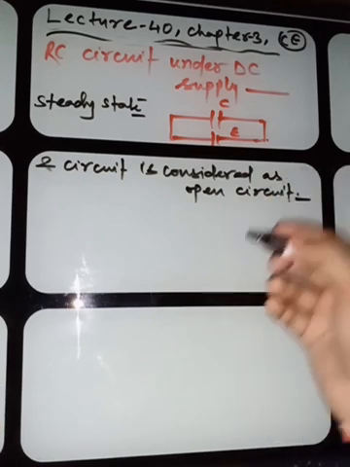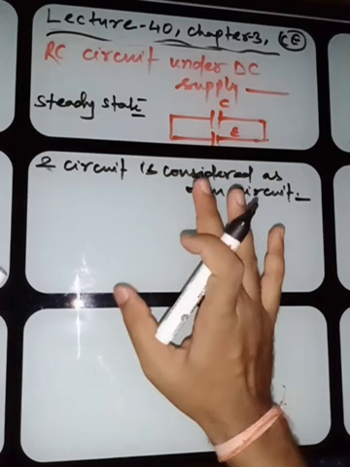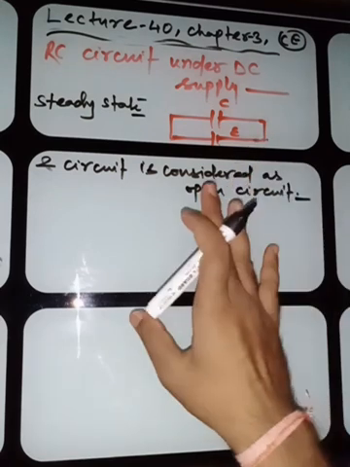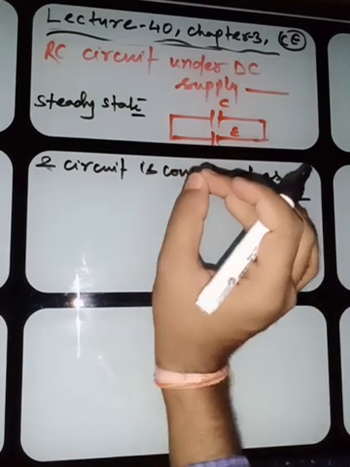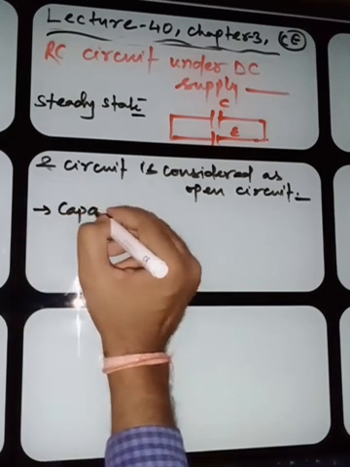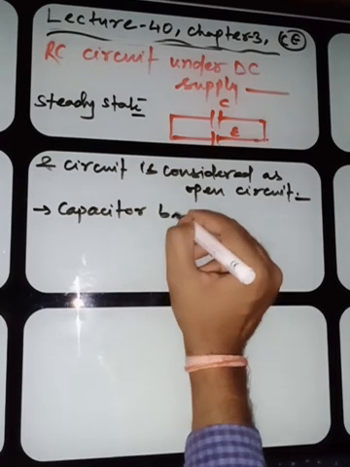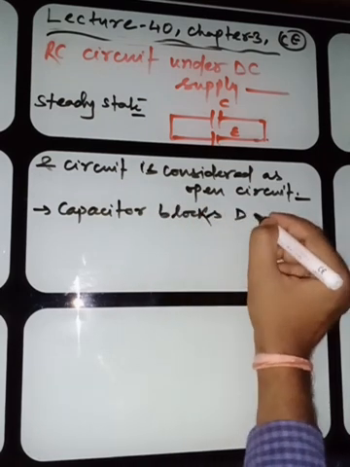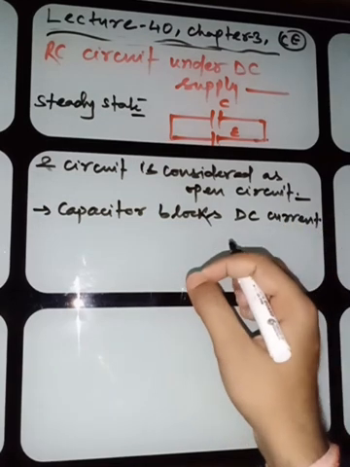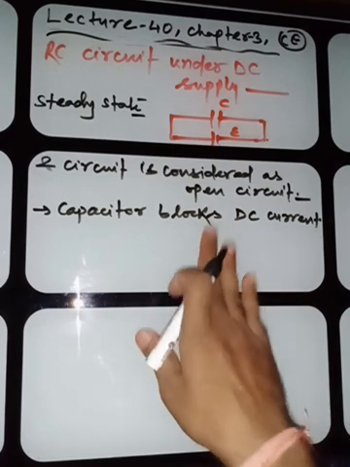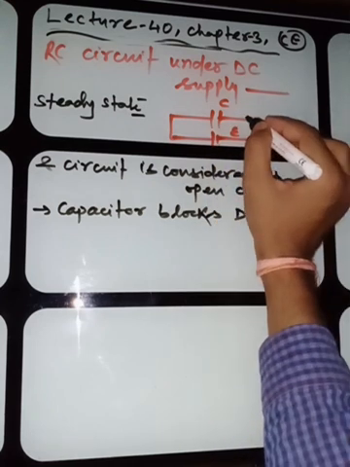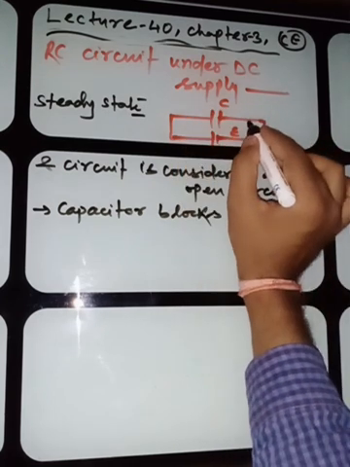Another point you can write, for simplicity to solve the question in an easy way, my dear students: the capacitor blocks DC current. The second point, which is very important, the capacitor blocks DC current. Why it blocks, we'll study in the AC chapter in great detail. Due to its frequency being 0, this capacitor blocks DC current. It means there will be no current flow through this capacitor.